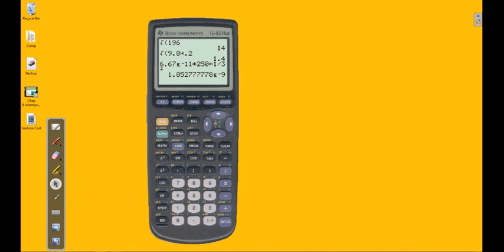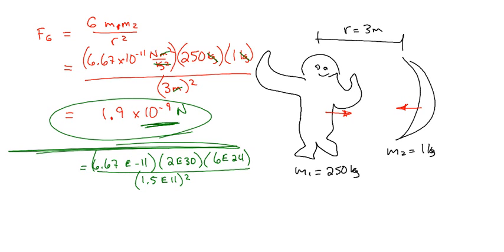All right, 6.67 E negative 11 times 2E30 times 6E24 divided by 1.5 E11 squared. That's 3.6 times 10 to the 22. That's a big number. Okay, but you'd have to have a pretty big number to push the Earth in a circle around the sun. And that's what we're talking about here.